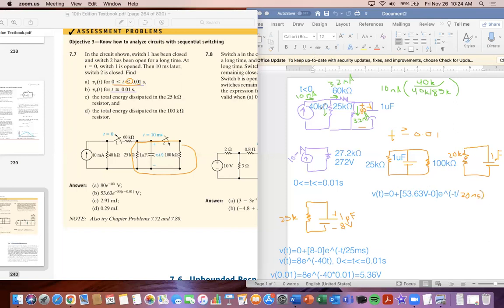Okay, and then let's do the equation. Let's sum that up. So V of t is going to equal 53.63, and then that'd be e to the negative, and then 1 divided by 20 milliseconds. That'd give us 50t, and then that'd be in between that time interval, everyone. So that'd be t is greater than or equal to 0.01 seconds. Okay, checking out e to the negative 50t.